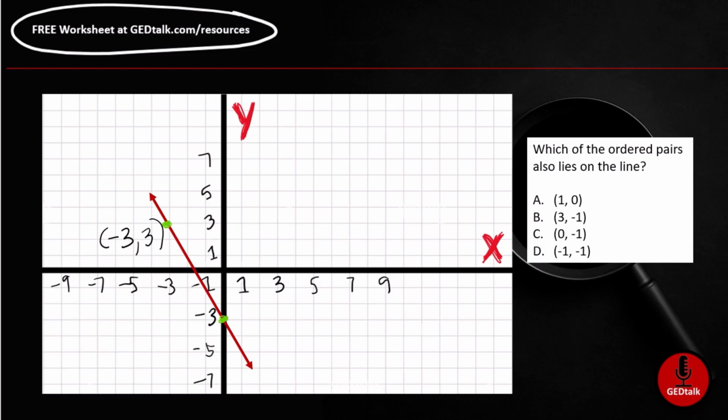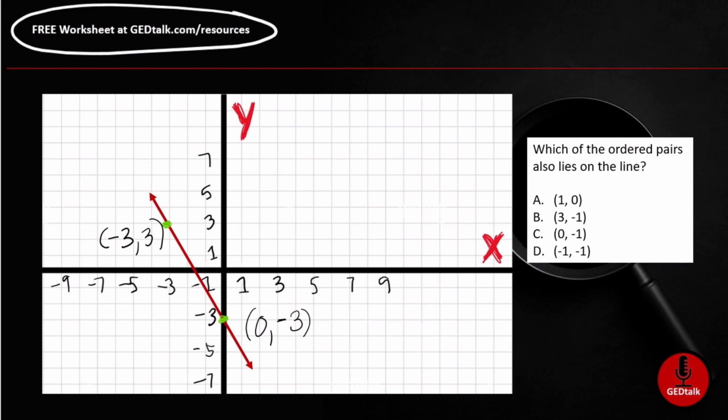Well, the second one down here, this green dot, on the x-axis, I didn't go anywhere. So I know for my x, it is going to be a 0. And then for the y, I noticed that it's on the -3 line. So I came down -3 spots.